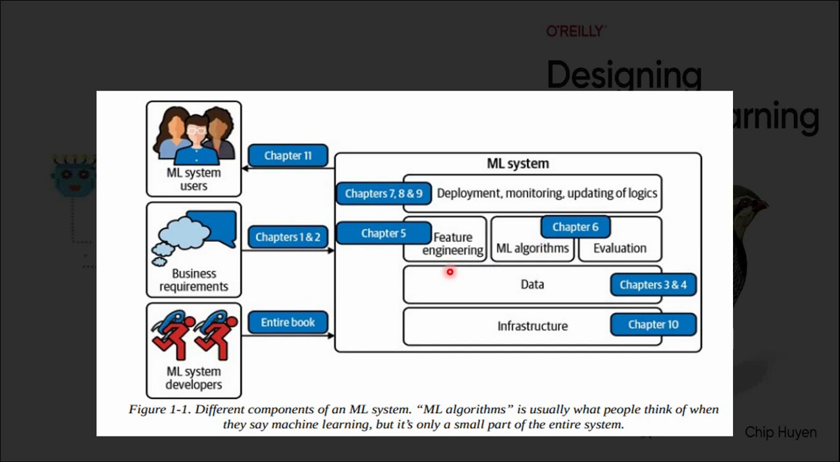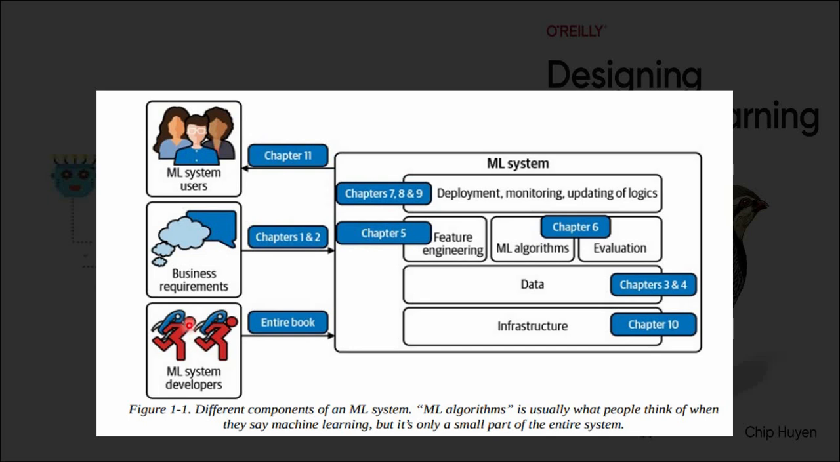We have 11 chapters. This image shows the different components of a machine learning system. Machine learning algorithm is usually what people think of when they say machine learning, but it's only a small part of the entire system. Okay, well, first we have the machine learning system developers. This is the entire book.